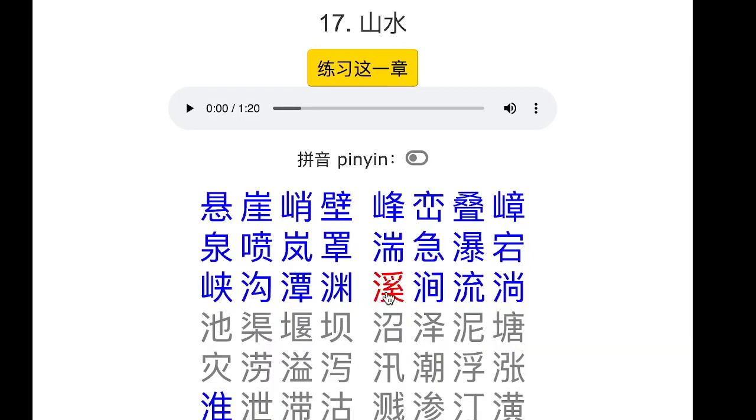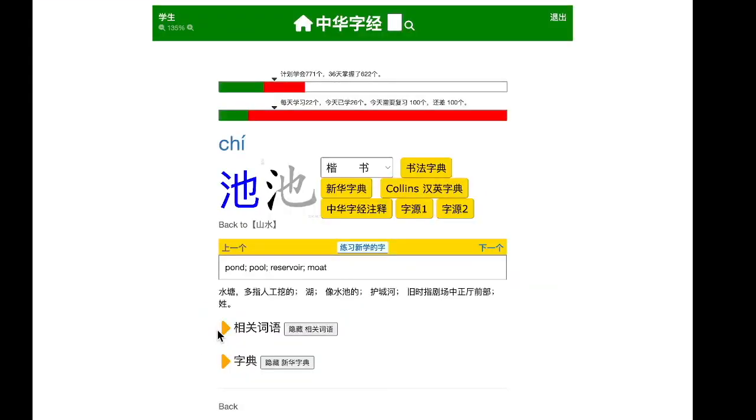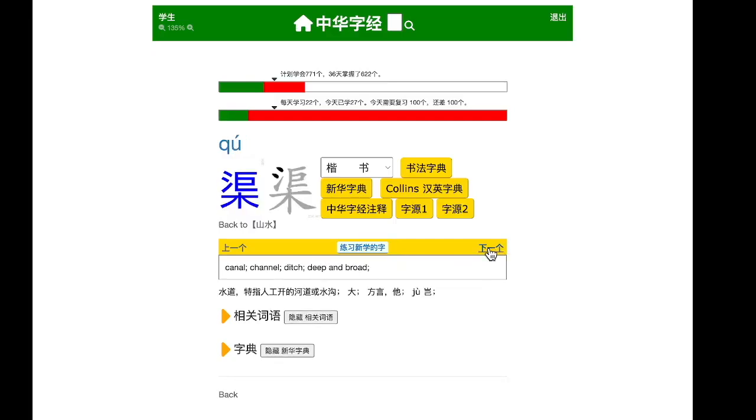So little creeks and streams in the mountains running and flowing. 池 is a pond, a pool, a reservoir, or moat. 渠 refers to a canal, a channel, a ditch, or anything deep and broad.